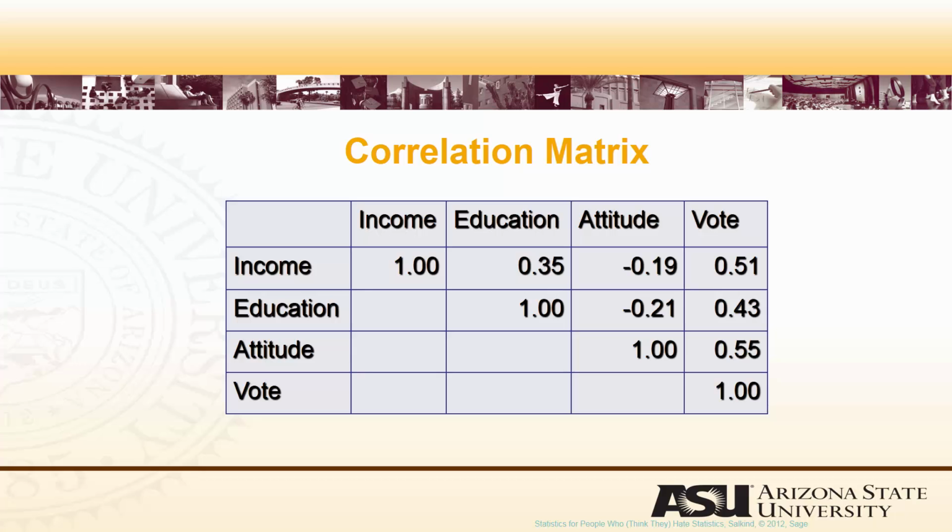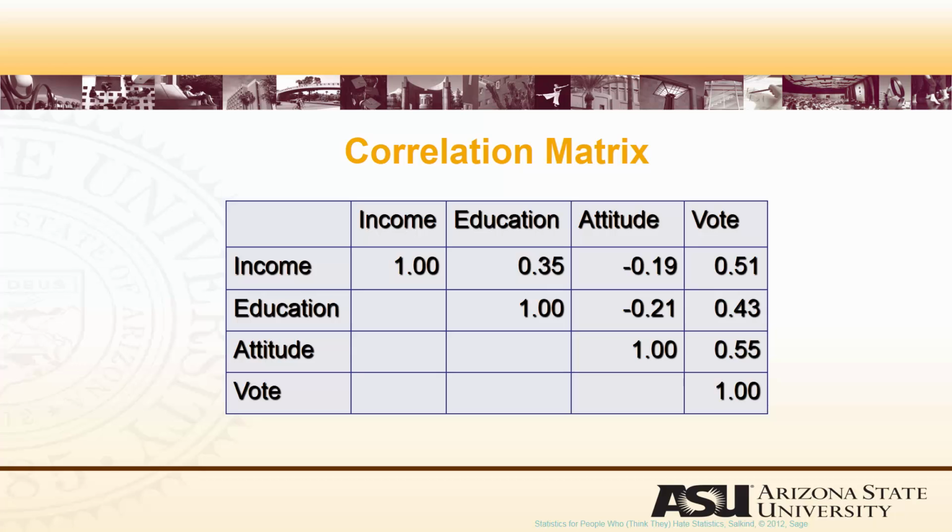Same thing with attitude versus income. We can also then look at other correlations, keeping in mind the concept that we talked about several slides ago, that the strongest correlation is the higher the number, the further away it is from 0, the stronger that correlation is. So in this case, the strongest correlation is between voting and attitude. The lowest correlation, or the weakest correlation, is between income and attitude.